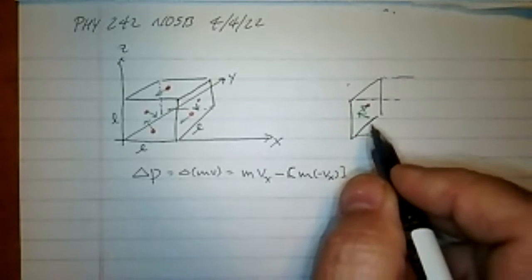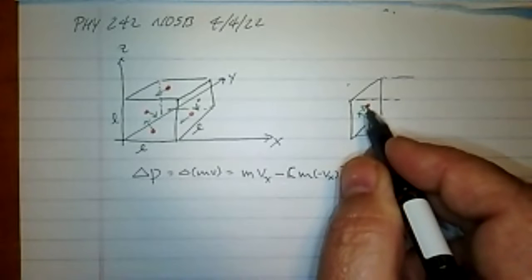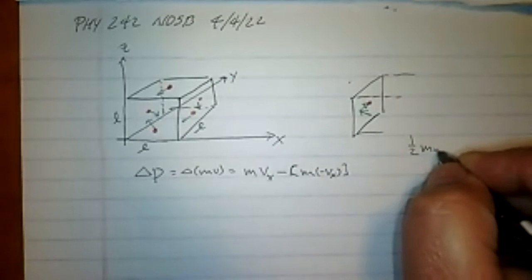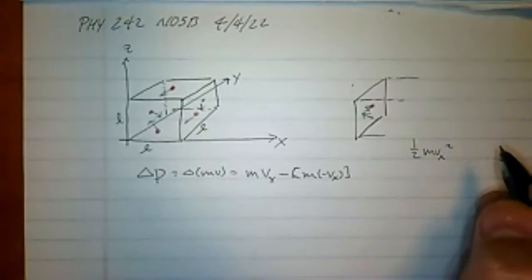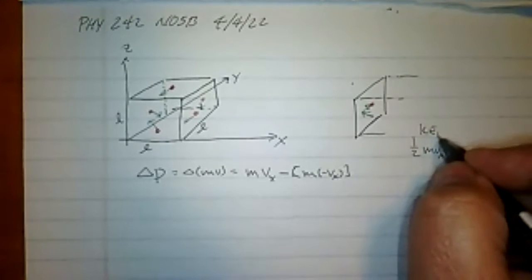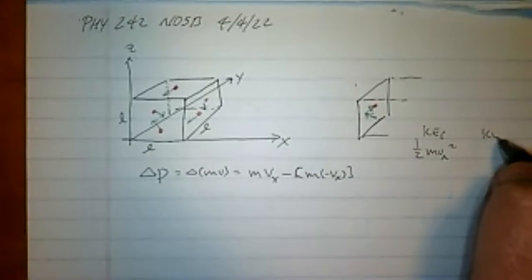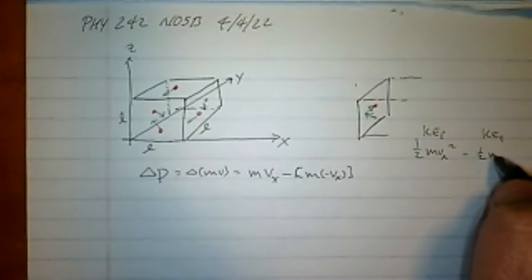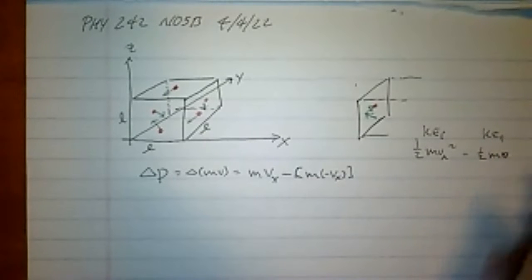So, the only thing that was really moving in this collision was the mass. So 1/2 m vx squared is the initial kinetic energy. And the final kinetic energy, at least in the x direction again, is 1/2 m. In this case, let me write it this way. I'll use my eraser here.